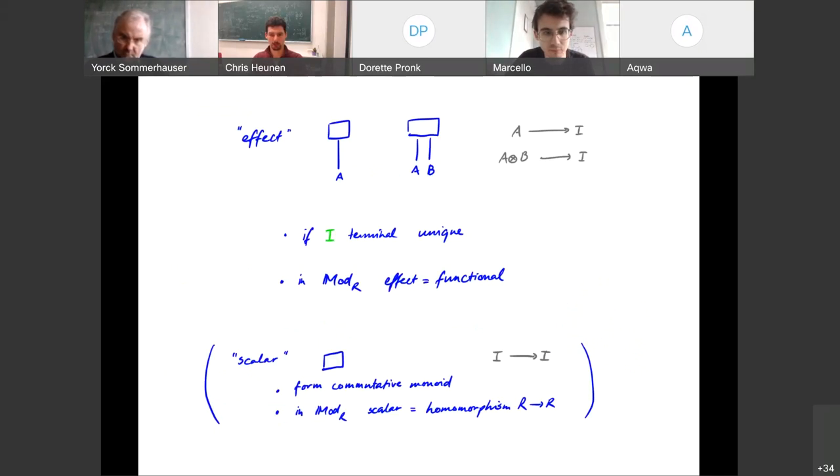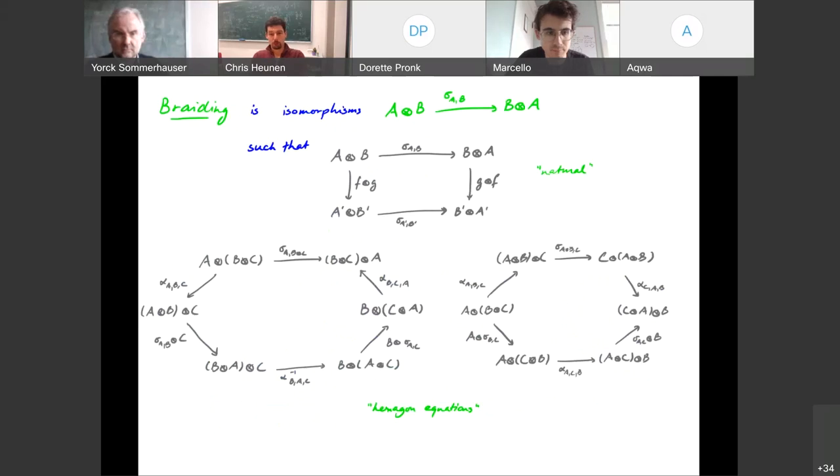Let me skip this because we sort of talked about this already. And let me move to braidings. So far we had a two-dimensional graphical calculus. Now I'm going to talk about adding a third dimension to this. Namely, we're not going to have categories, which are one-dimensional. We're not going to have monoidal categories, which are two-dimensional. We're going to have braided monoidal categories.